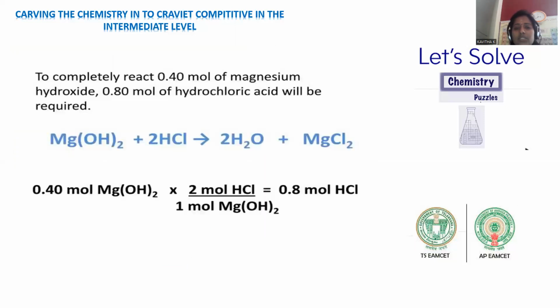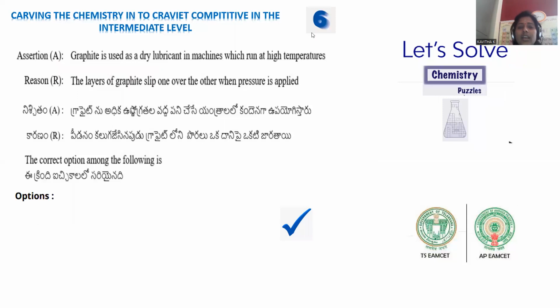This will be the last question of the session. And this question is from materials chemistry, where graphite is a material. It is called an allotrope of carbon. Graphite is used as a dry lubricant in machines which run at high temperature, right? So here automobiles or any machinery require a lubricant.